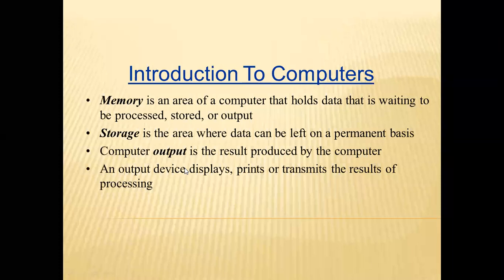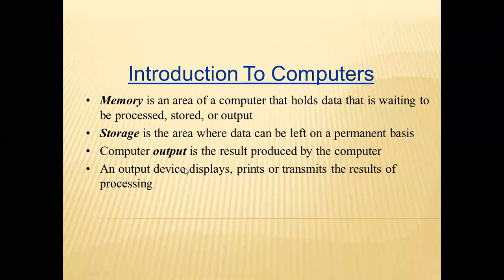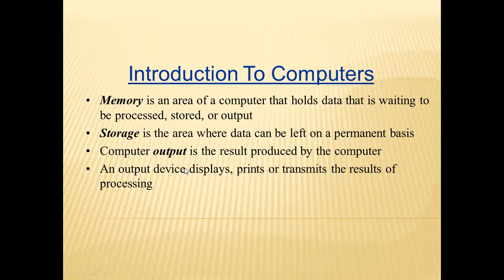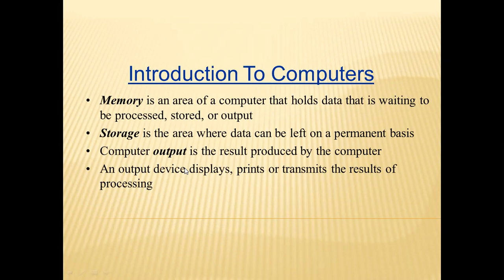Then computer output is the result produced by the computer. So the output which we get as a result out of the computer is known as the output. An output device displays, prints and transmits the results of the processing. From the output device, we get the result displayed on the monitor. We can take a printout of it, a black and white or a colored printout, and the whole of this is done through the output device only.